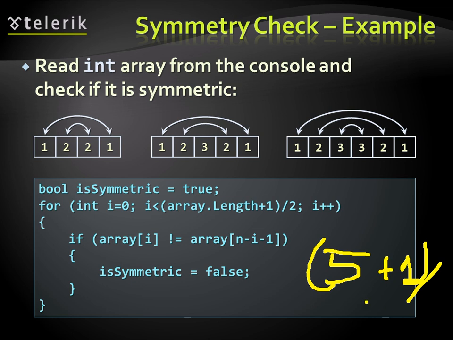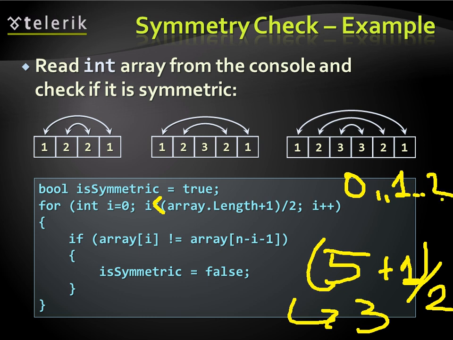means 3, and it is less than, which means 0, 1 and 2. We have one check more than required. 0, 1, and 2.